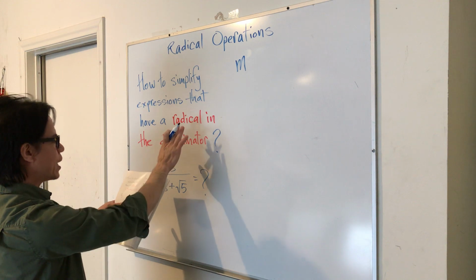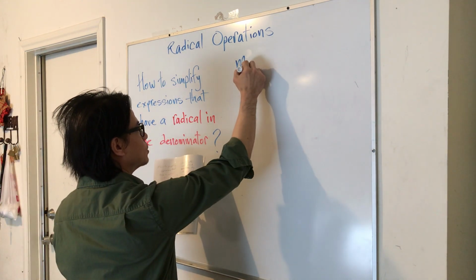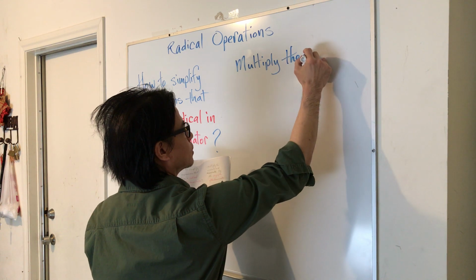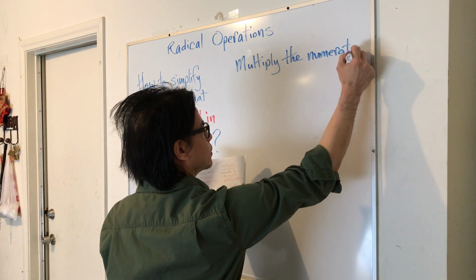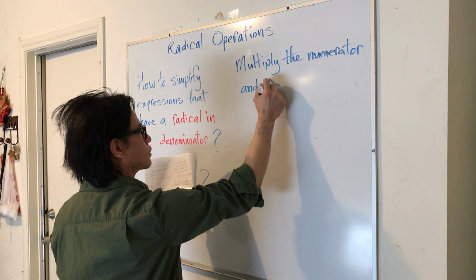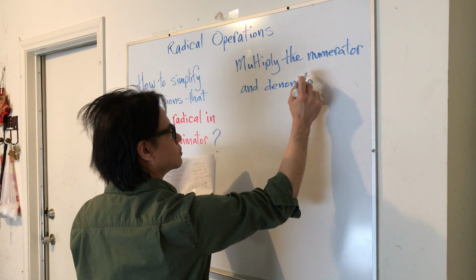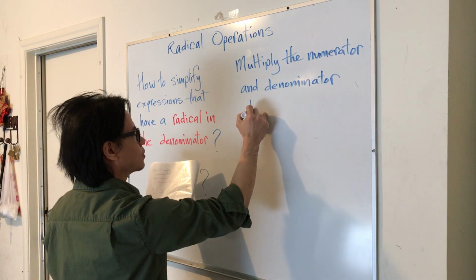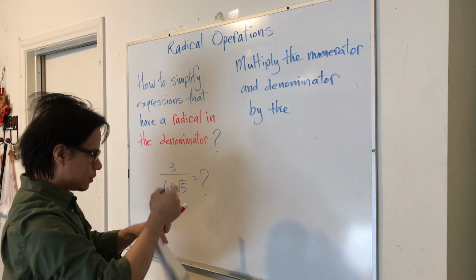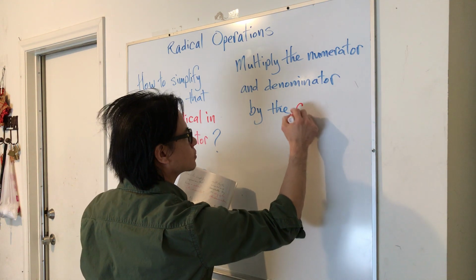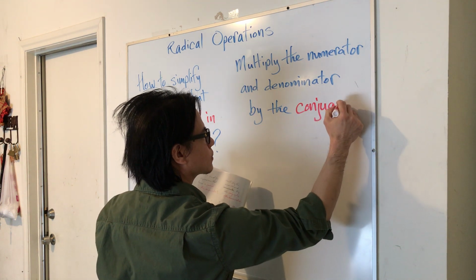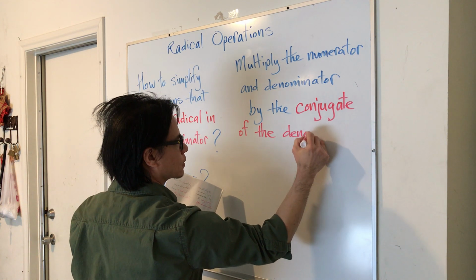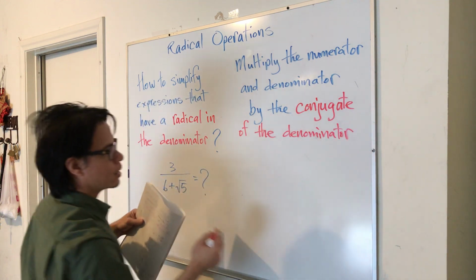To simplify expressions that have a radical in the denominator, we are going to need to multiply the numerator and the denominator by what's called the conjugate of the denominator. Okay, so conjugate of the denominator. Okay, and we'll show you what we mean here.